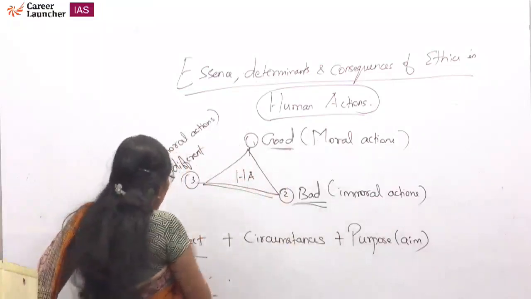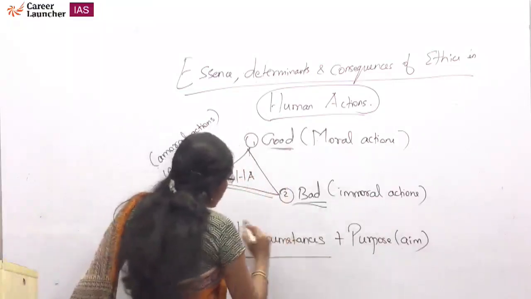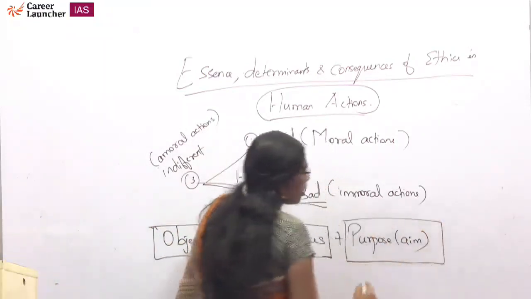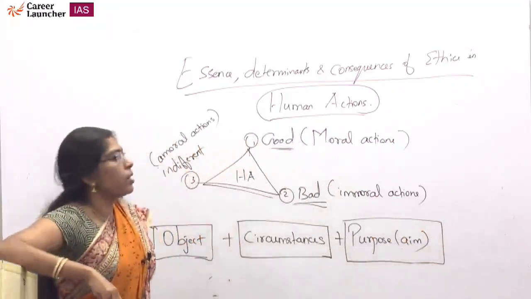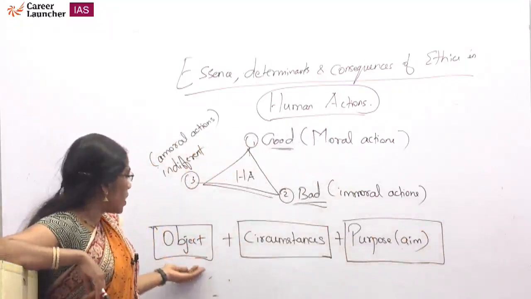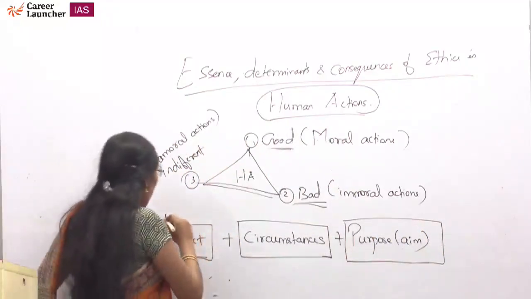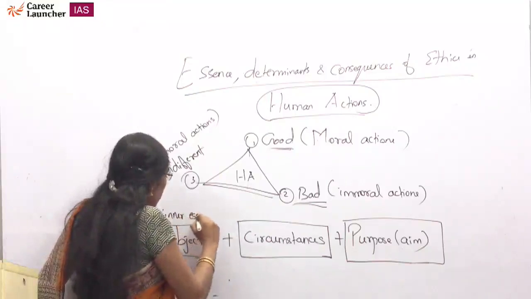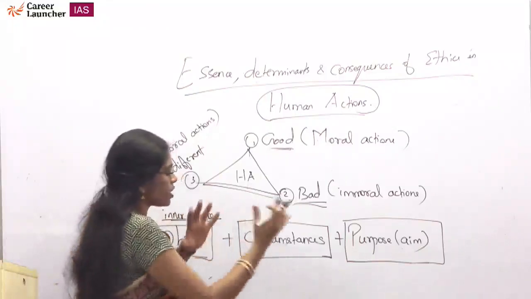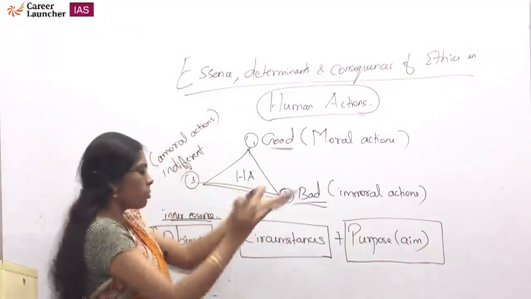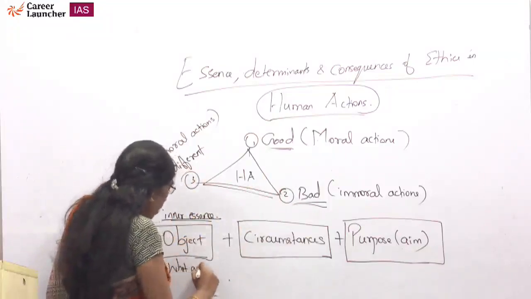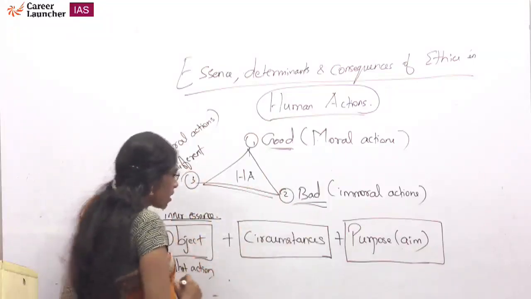One is object of the action. Second one is circumstances of the action. Third one is purpose, that is aim of the action. For what purpose you have done it? Whenever you are doing an action, you have to keep three things in your mind. One is the object, that is the inner essence. We can call this inner essence. The real meaning of the action, the real action, you can call like that. What action you are performing, that is called the object. You can also write what action you are doing actually. That is called object.